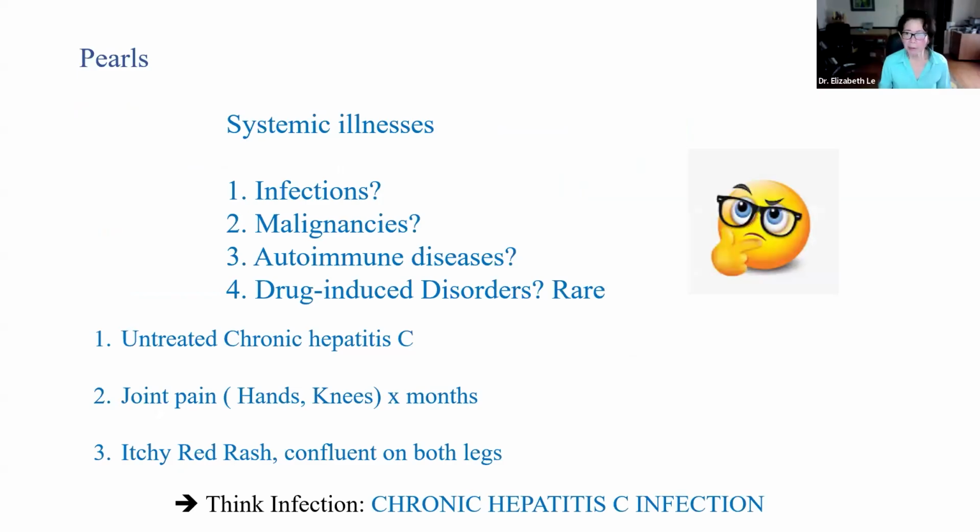Okay, systemic illness, thinking cap again. Is it infection, malignancies, autoimmune diseases, drug-induced disorders? Our patient had untreated chronic hepatitis C for more than 10 years. He had joint pain in the hands and knees for months. And presently, he just presented with itchy red rash, confluent on both legs. We have to think, okay, think infection, chronic hepatitis C infection. Next slide.